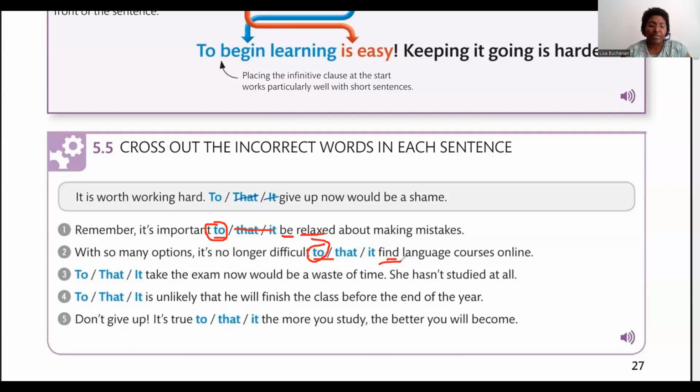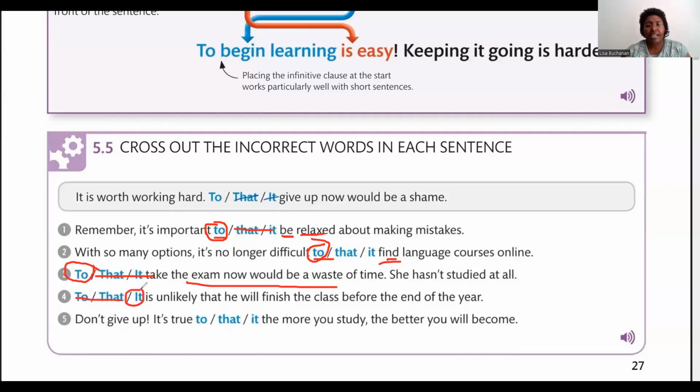Number 3 and 4, take a note. We are actually starting the sentence. So think about if we can start the sentence with the to clause or with the it clause. So number 3 is going to be: to take the exam now would be a waste of time. She hasn't studied at all. So we're really emphasizing taking that exam as a waste of time. We're bringing it to the front of the sentence. So that is correct.